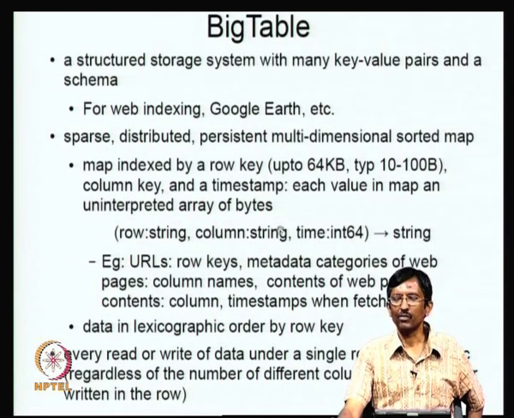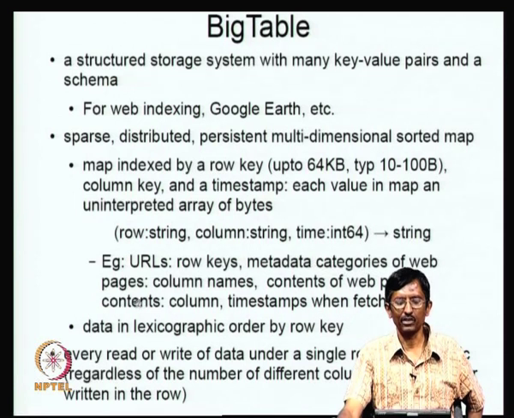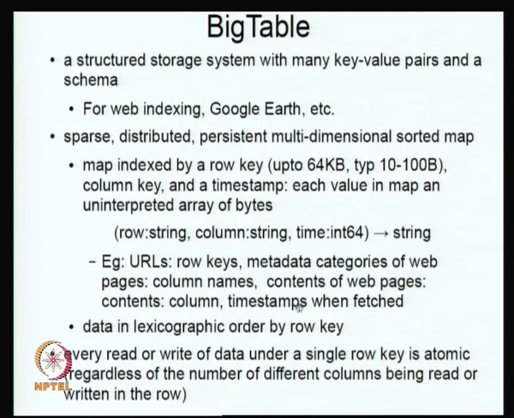So, an example of the way BigTable can be used: if you are crawling the web, the URLs could be row keys, and various metadata categories of web pages could be column names. For example, you may want to categorize the web pages depending on which language it is, whether it's English or any other language, Hindi or whatever. That is basically the column names, and then you can also have the contents of web pages, which is another column, and then the timestamps.